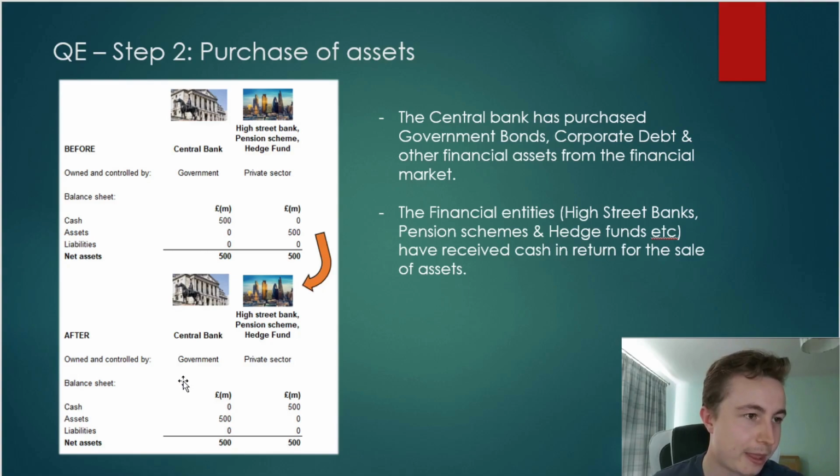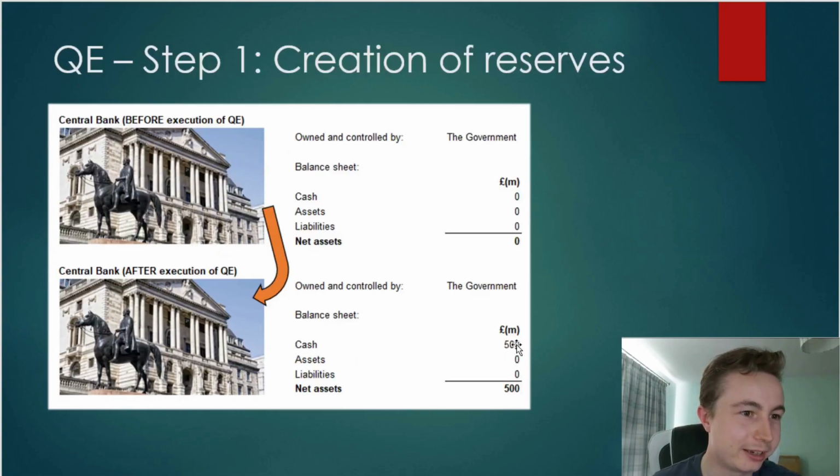So, oh look, they've swapped over. Now the central bank has 500 million of assets, which will be made up of government bonds, corporate debt, possibly other things, we just don't know. And look, the private sector, oh, well, they've got the cash now. They've done a swap. So if we follow the movement of the cash flow, the cash was created in the central bank in this first step.